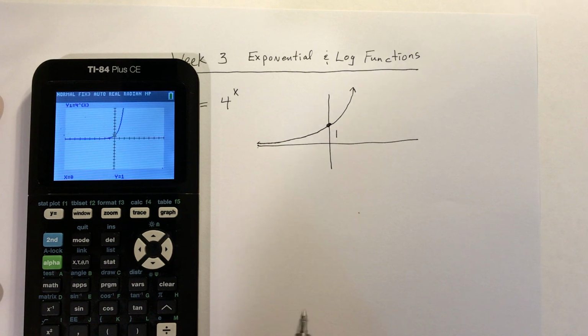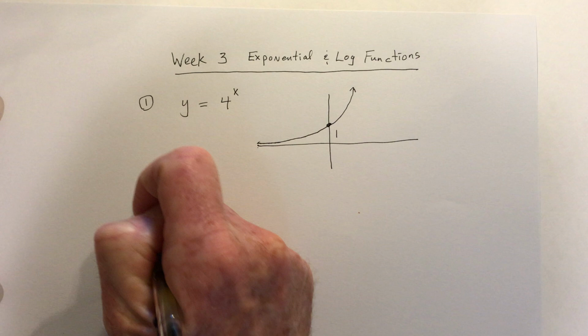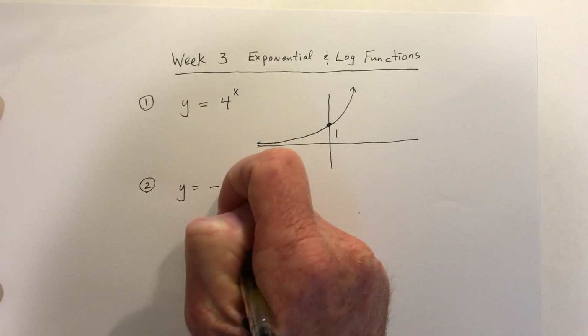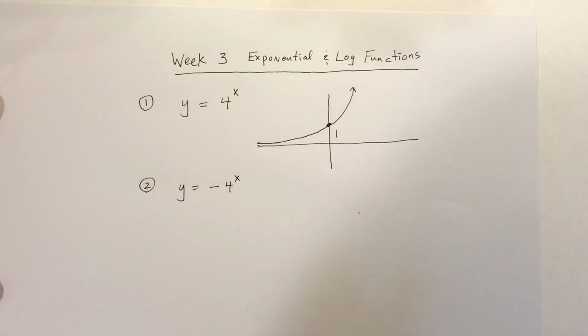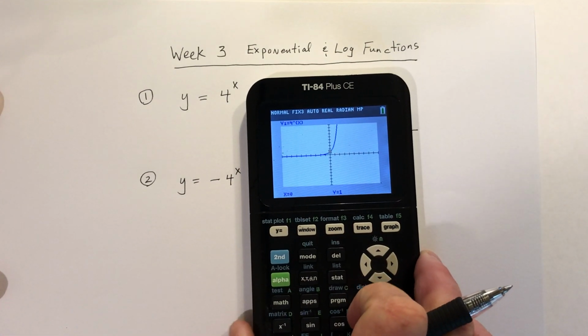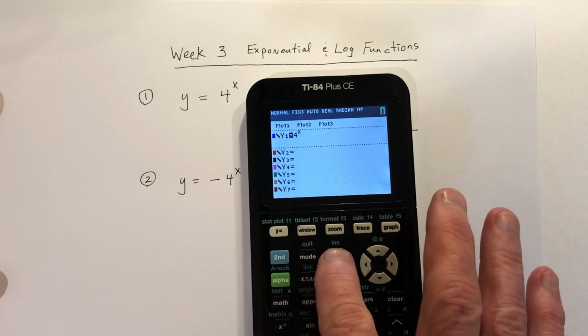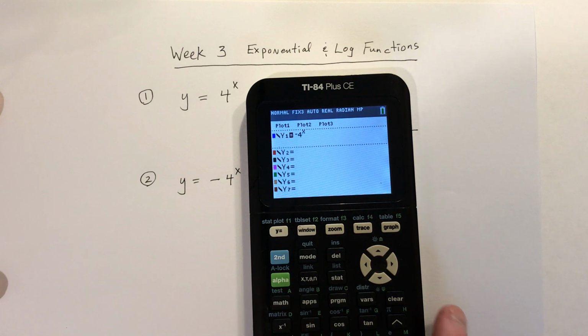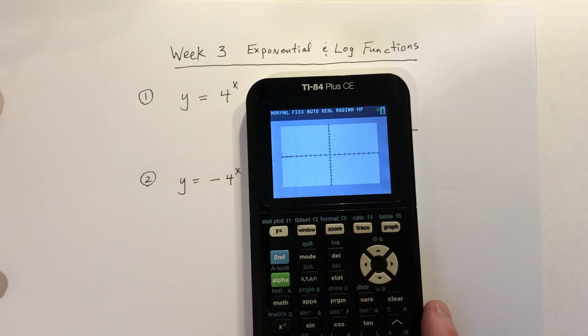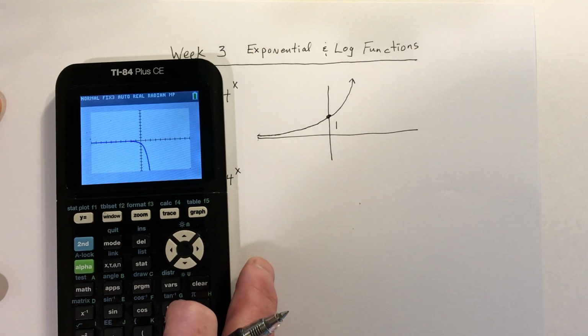Okay, now what if it was a negative? Number 2, how about if it's y equals negative 4 to the x? What's that going to do to the graph? So we can just go y equals, and I could actually just put second, insert a negative in the front, and then how does that change the graph? So instead of going up on the right side, it goes down. So the negative basically inverts it.